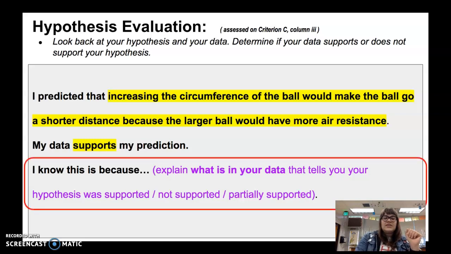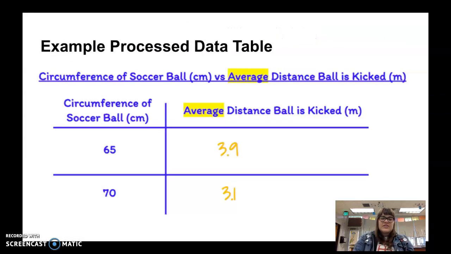Now I need to explain how I know this. What I'm going to do is explain what's in my data that tells me this. Again, when I look at my data table, this might all seem obvious, just look at the data table. But here's the thing, folks. I know how to interpret a data table. I need to know that you know how to interpret a data table. So even though you might be thinking, this is so obvious, why do I need to write it down? You've got to write it down. That's how I evaluate what you actually know.